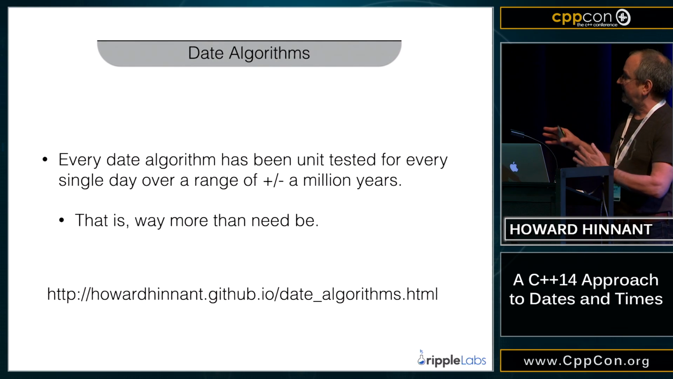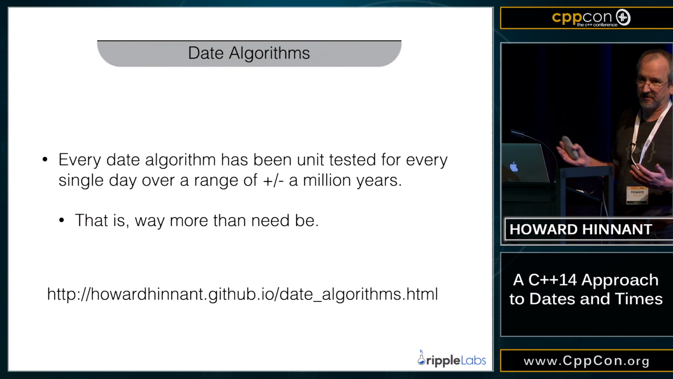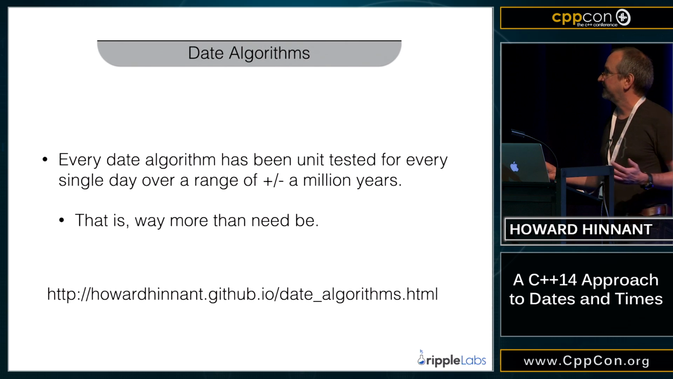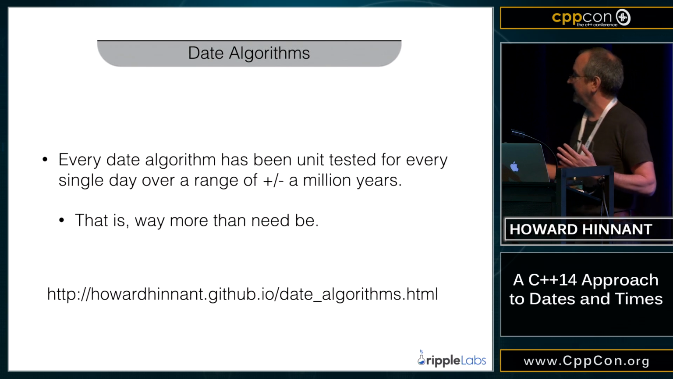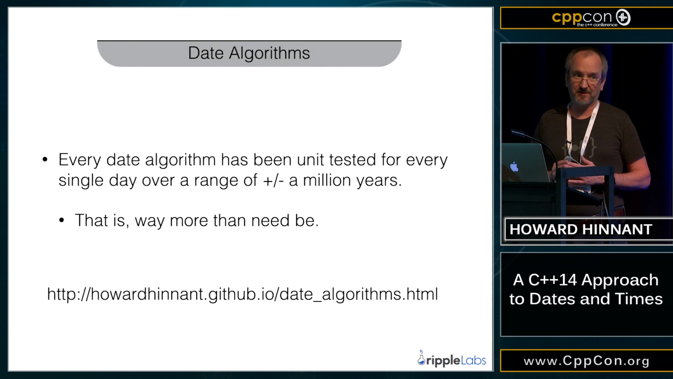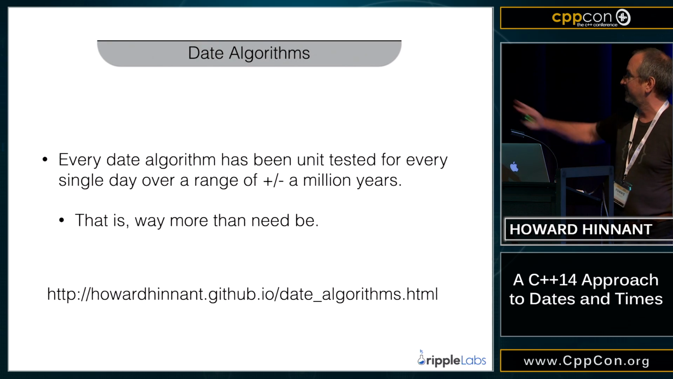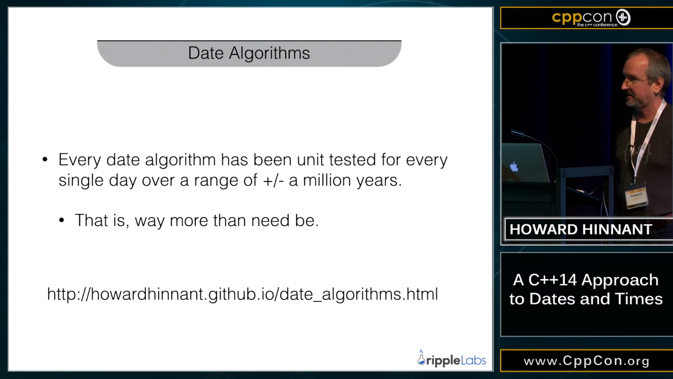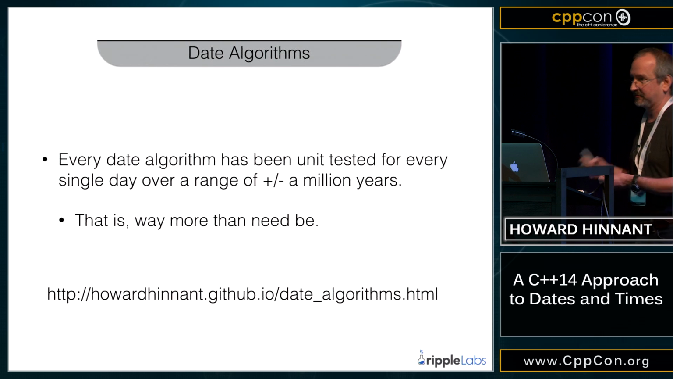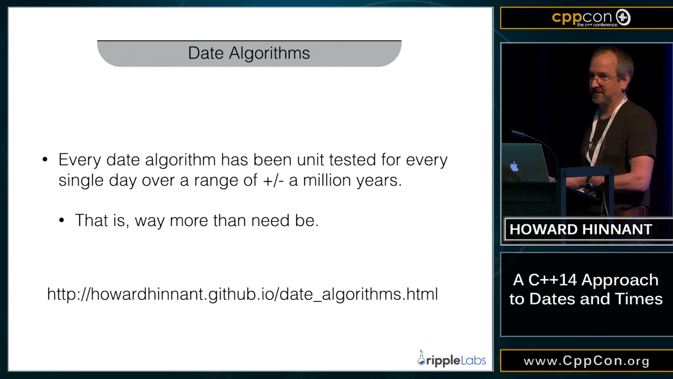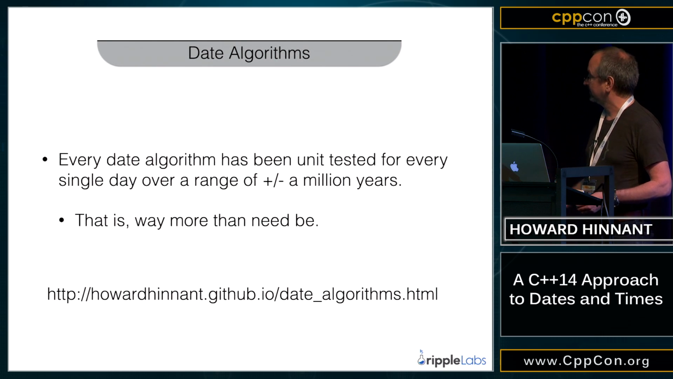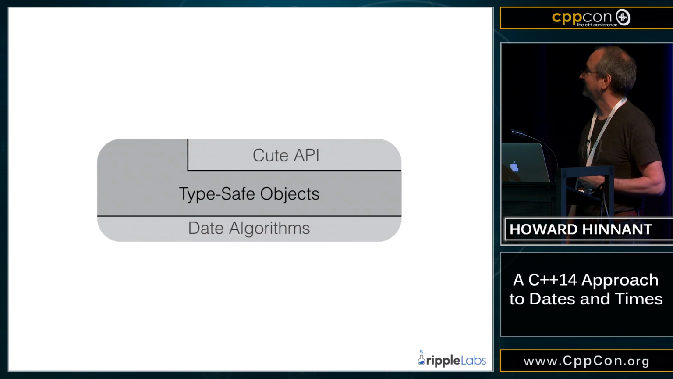So every one of these date algorithms, there's about a dozen of them or so. They've been tested over a ridiculously large range, way more than it needs to be. And if you're only interested in the algorithms, that's a whole other talk. It's got a paper devoted to it. You can go to this URL. You can read how the algorithms were derived, how they're tested, et cetera, et cetera. No detail left unturned there.